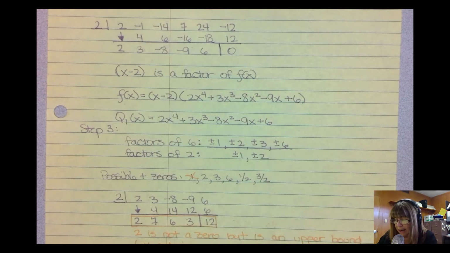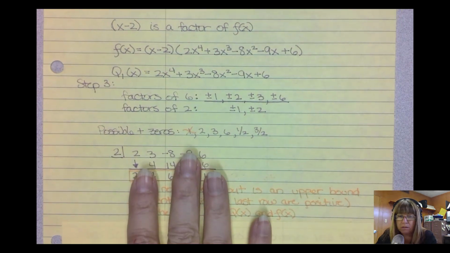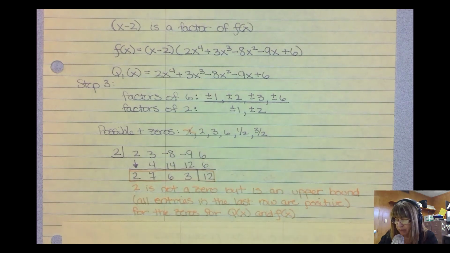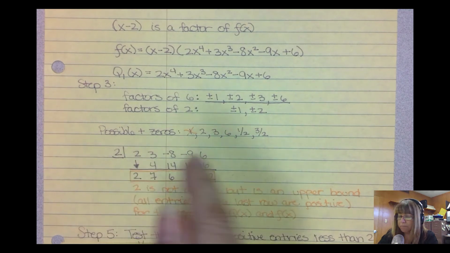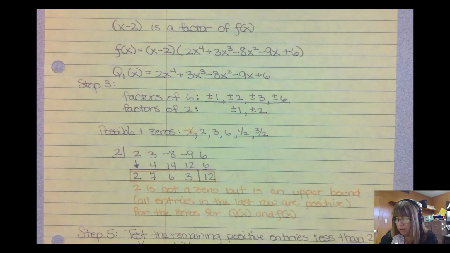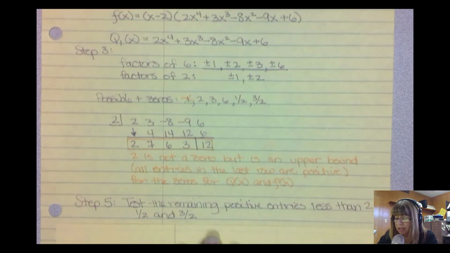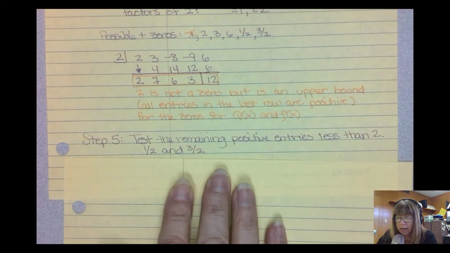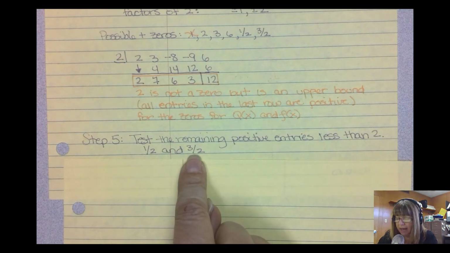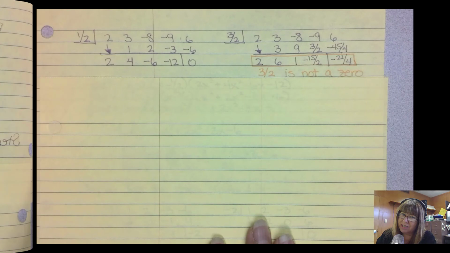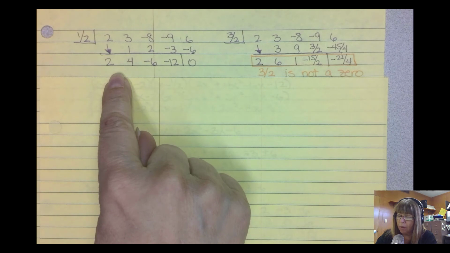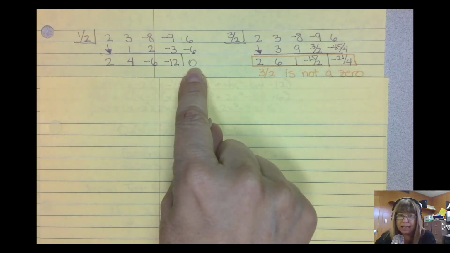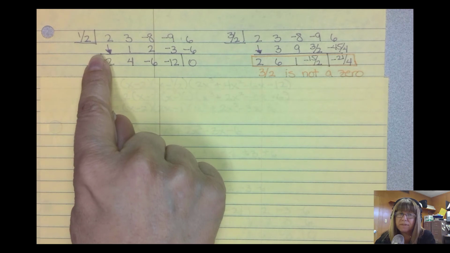All right. Now, because it's our upper bound of our Q, it is also our upper bound of our original function. Now, we get to skip this, which was kind of step 4, testing our zeros. Let's move on to step 5. Let's test the remaining positive entries that are less than 2. And we have 1/2 and 3/2. Using synthetic division on both the 1/2 and the 3/2, for 1/2 I get a 0 for my remainder, so 1/2 is a 0.